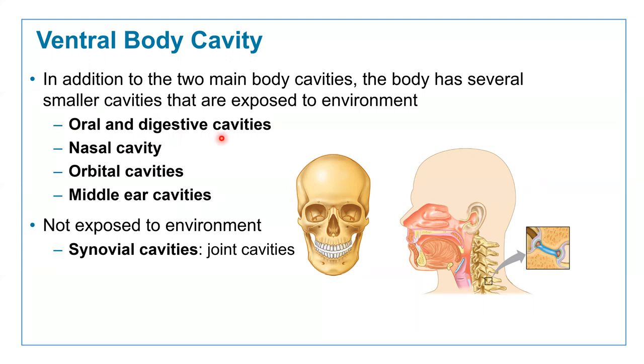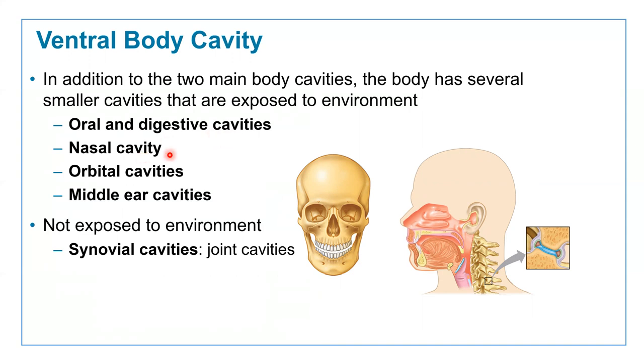Actually, your digestive cavity goes from your mouth to your anus. It's a continuous tube. Digestive cavity is not closed. It's open to environment. And that's why it does not have this serous membrane. It has a different membrane. It's called mucosa, and we will talk about it later. But right now, pay attention. Digestive cavity is an open body cavity.